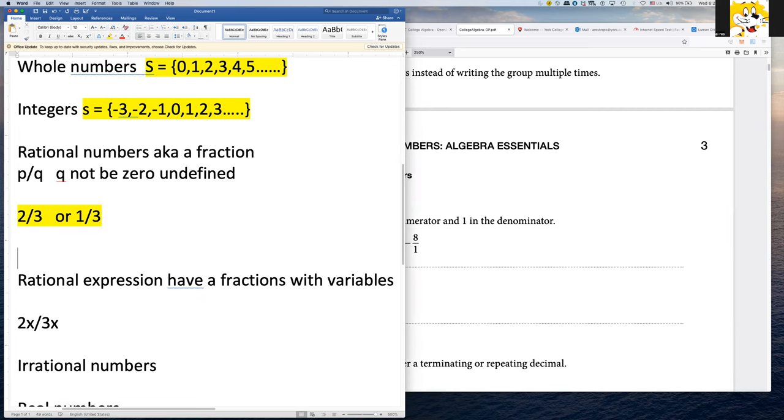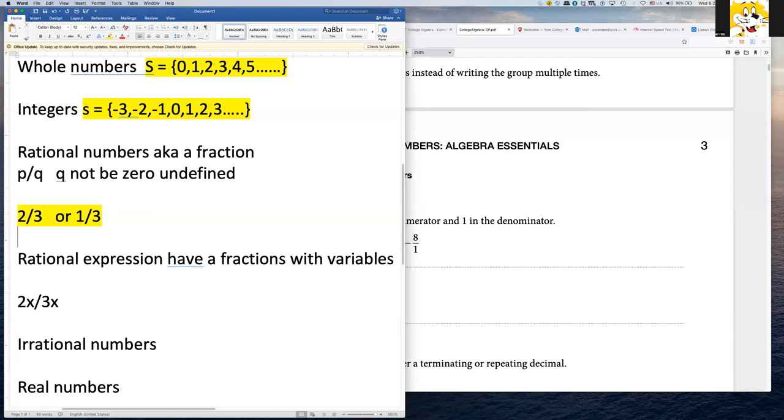It's like some people say cars, and other people say automobile. They mean the same thing. But they're like, oh, I take an automobile. Okay, well, good for you. We take cars, but it's okay. No problem. All right, irrational numbers.